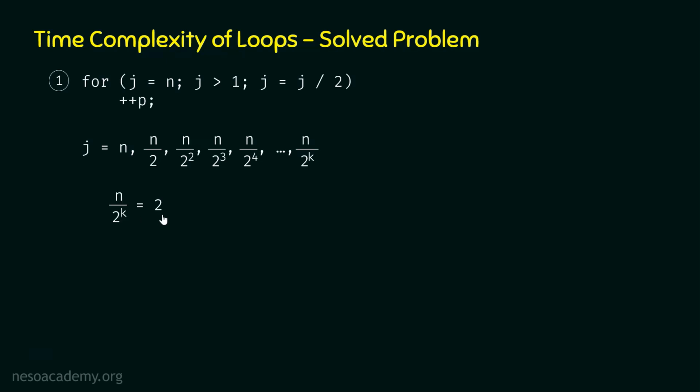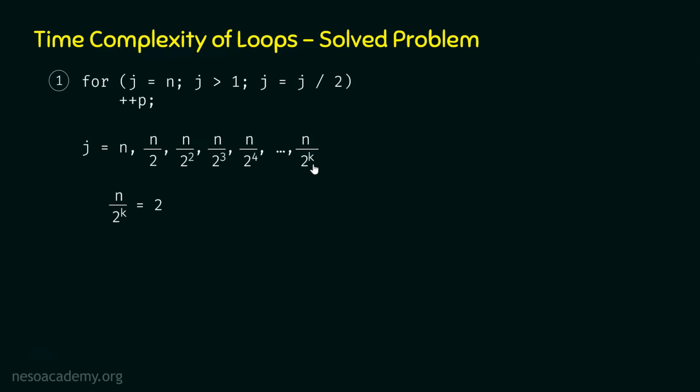Now let's try to solve this equation to find the value of k. Because if we find the value of k, then we will get the number of iterations of this for loop. Here we can observe a pattern. The power of 2 is 0 for the first value of j. The power of 2 is 1 in the second iteration. The power of 2 is 2 in the third iteration. The power of 2 is 3 in the fourth iteration. So one thing is clear, that the power of 2 depends on the iteration number. It is always 1 less than the iteration number.